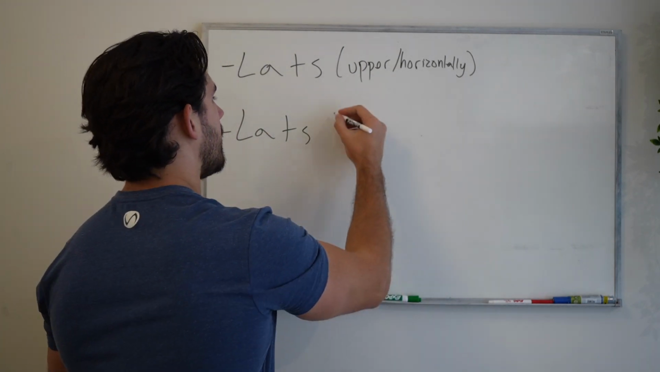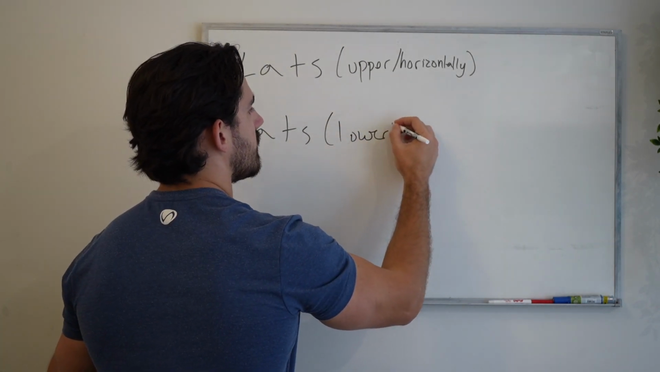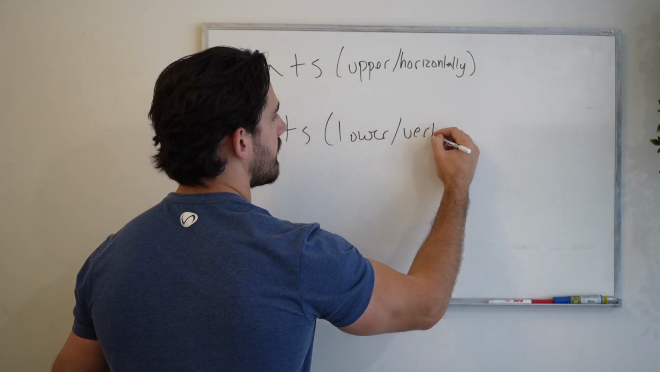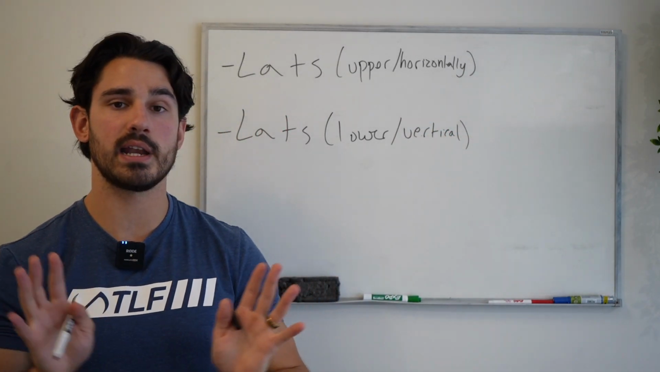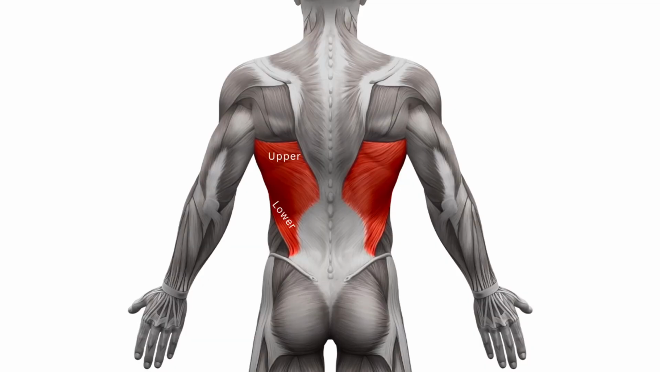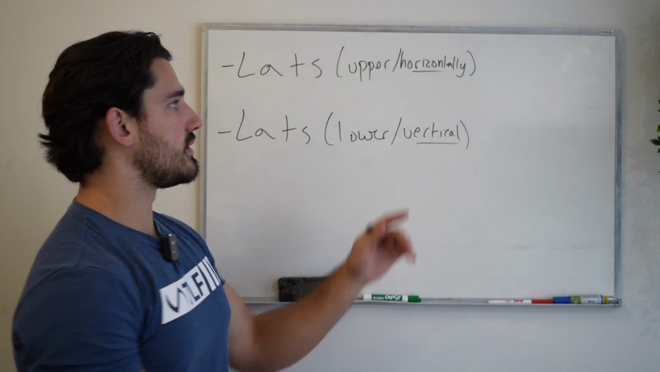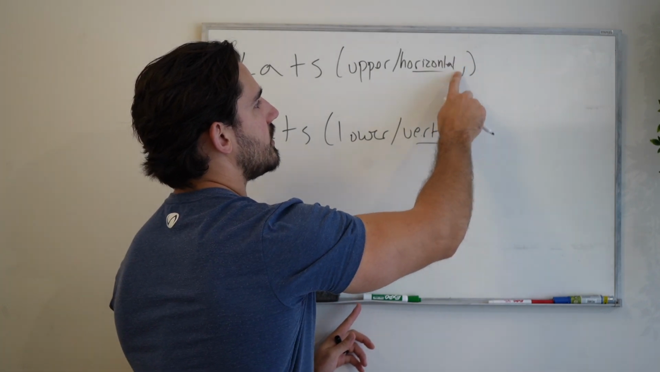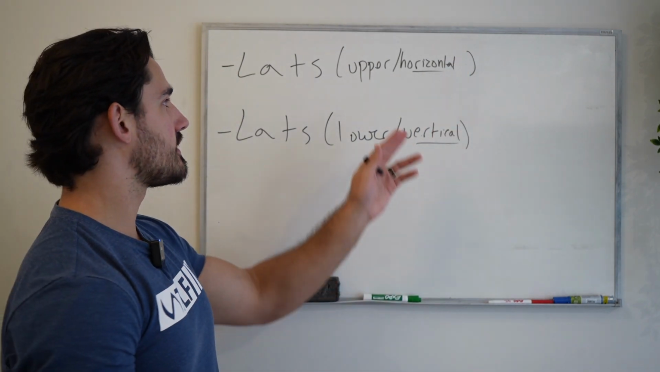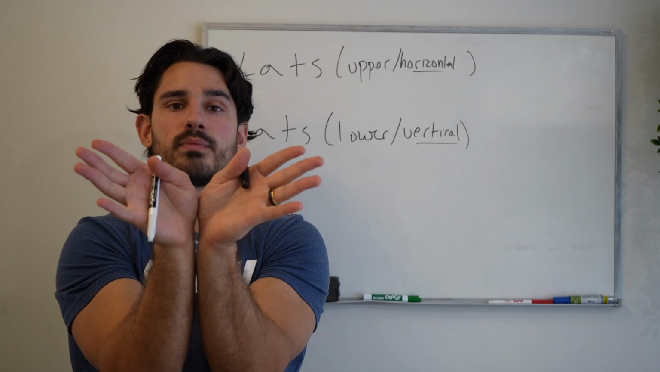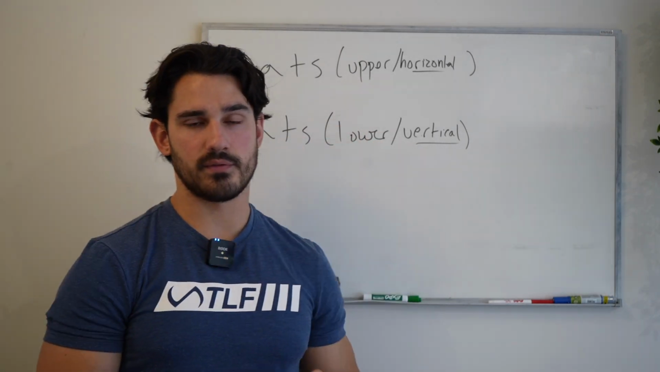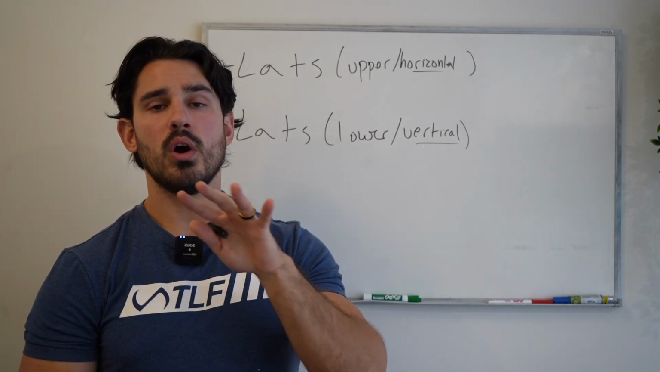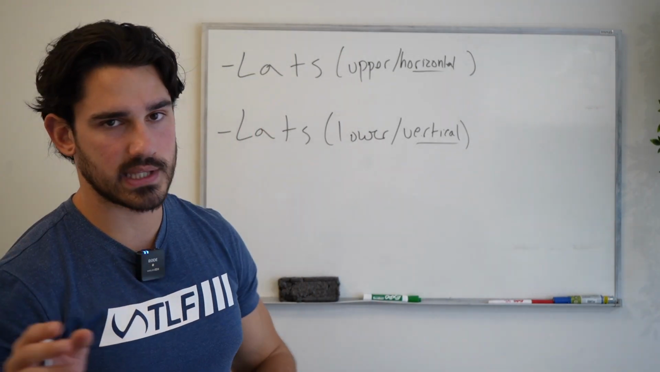But the lower fibers, which not so coincidentally sit lower on the torso, they run up from the hips and the low ribs and the low spine up to the upper arm. Their fibers are more oriented like this. So I call those ones the vertical ones, and the horizontal fibers sit higher up. So you have this sort of fan-shaped splay of the lats, and the horizontal lats are different from the vertical lats. We'll go over with specific exercises how that's the case and what that actually looks like.